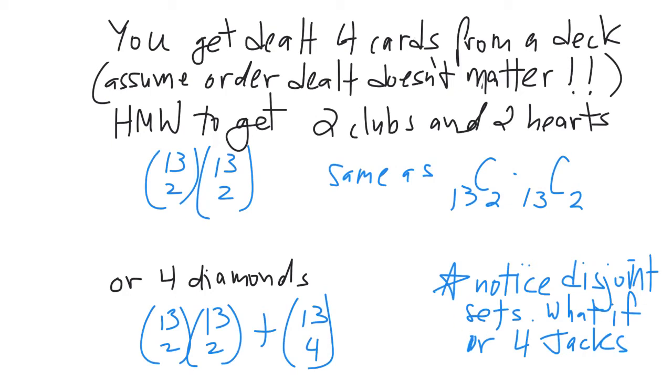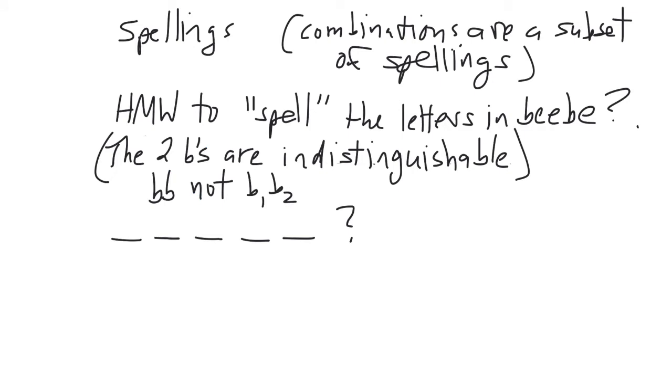The next counting method is called spelling. And combinations are actually a subset of spellings, but combinations have a lot of uses on their own, even though they're a subset of spellings. So we'll talk about that. So for instance, how many ways are there to spell the letters in the word BB?